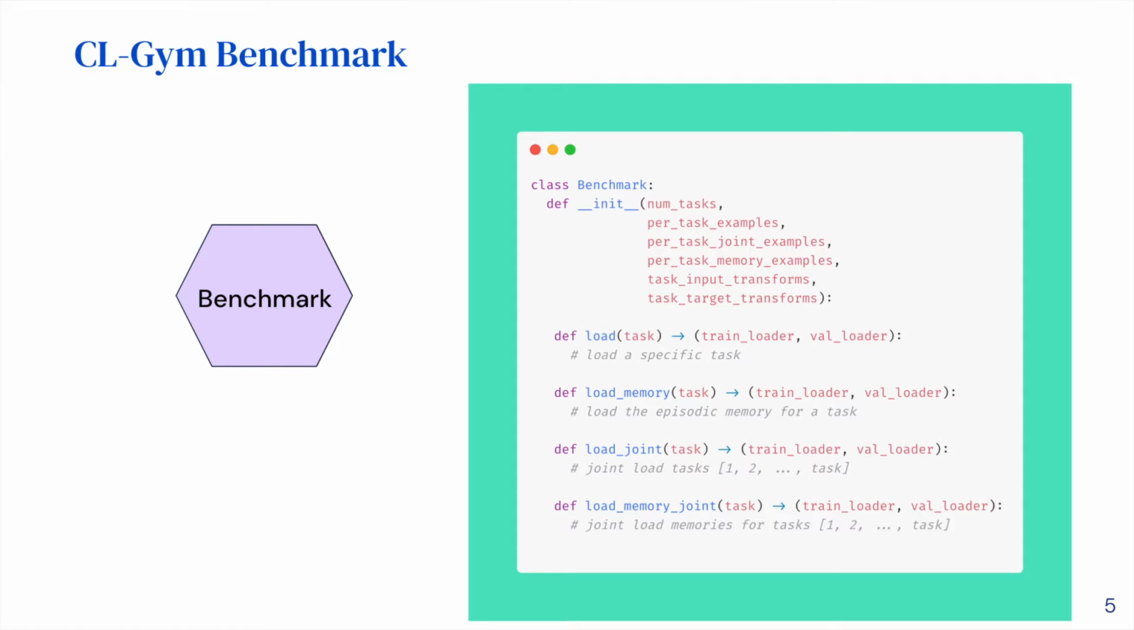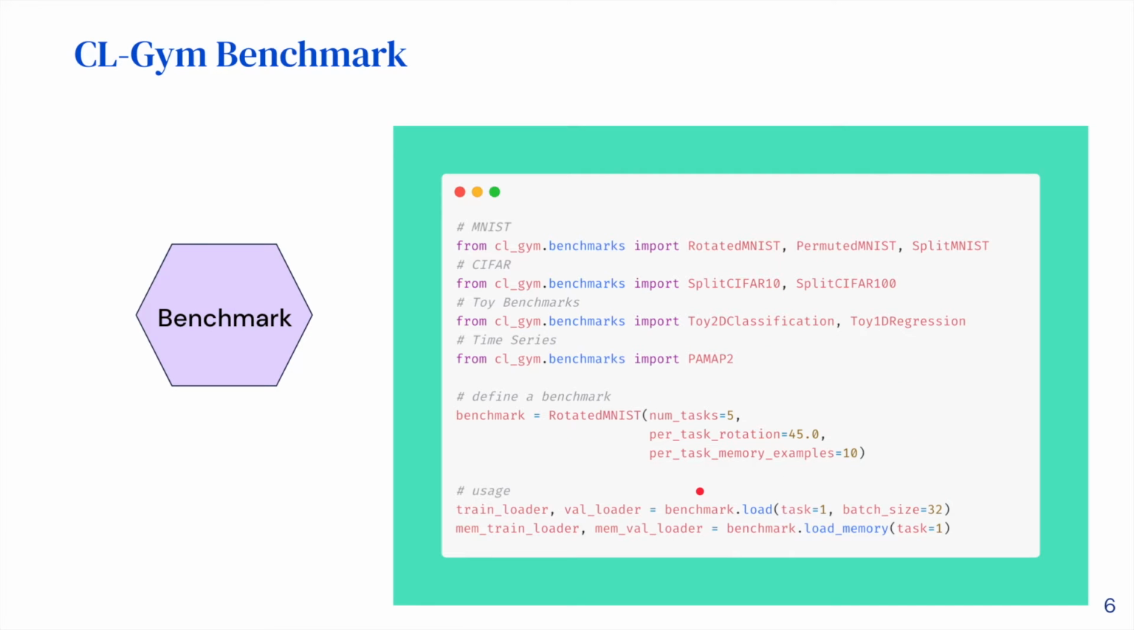For instance, you can see that the generic benchmark in CL Gym can load training and validation data for each task, load episodic memory or replay buffer for each task, and also load training data or memory data for several tasks in joint or multitask settings. To give an example of the benchmark API, you can see that CL Gym contains various benchmarks from different domains, including small toy benchmarks that reduce the computation costs of prototyping and testing new ideas.